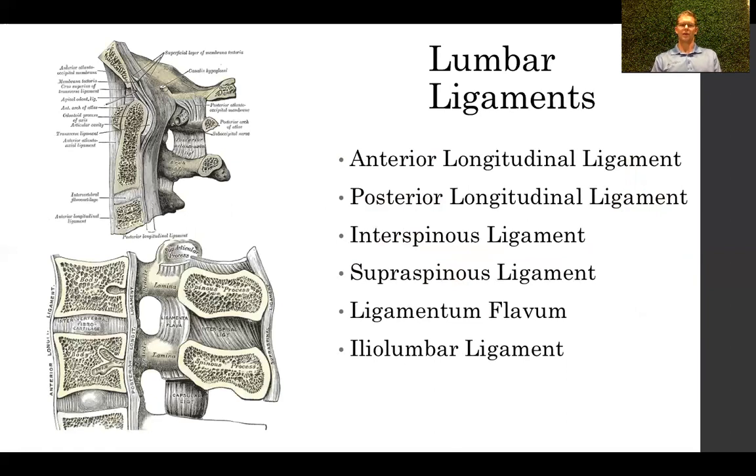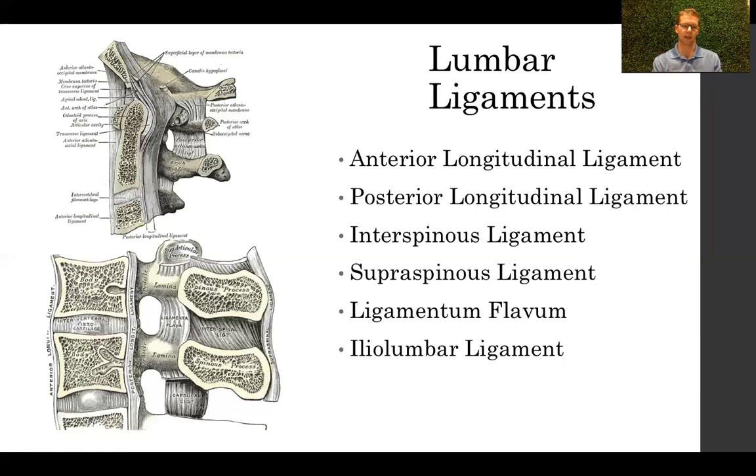Lumbar ligaments. So I put two different pictures up there. And as you can tell, the one on the top is clearly the cervical spine. And just to orient you, on the far left of that top picture is where the anterior longitudinal ligament runs. The reason I wanted to show you both of these pictures is because these structures run all the way up on the cervical spine, down through the lumbar spine to the sacrum.